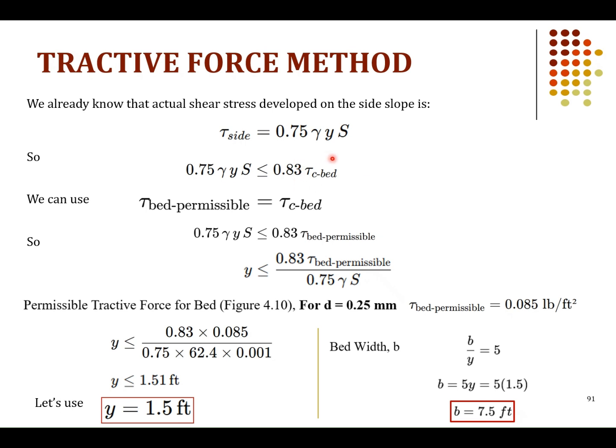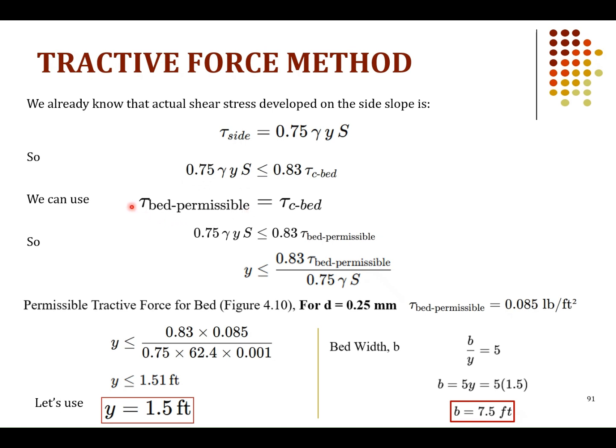Now, this tau C for the bed is the critical value of the stress at the bed, and we want to keep the actual value either less than or at most equal to this tau C. Now, figure 4.10 gives us the permissible shear stress, or permissible tractive force, at the bed.